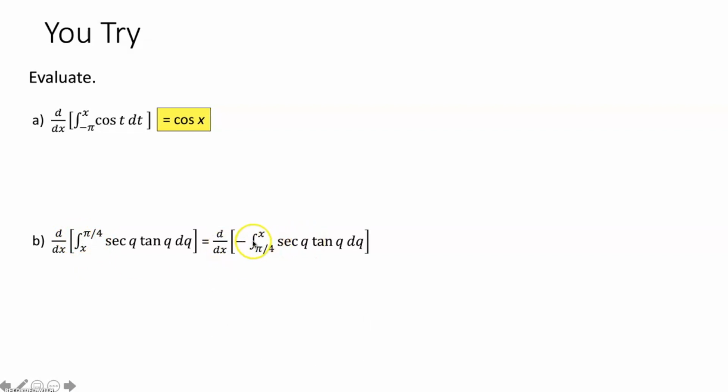Now I can take the derivative here. And what I want to do is, because I'm taking the derivative of a constant, -1, multiplied to this integral, I can just take that -1, move it out front of my derivative sign, and tack it on at the end.